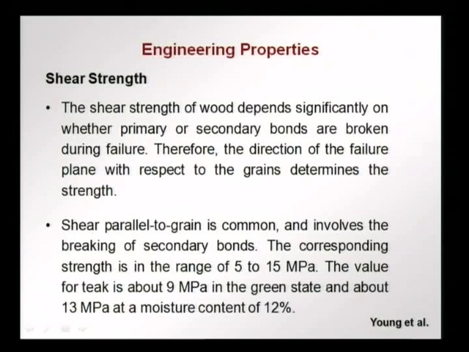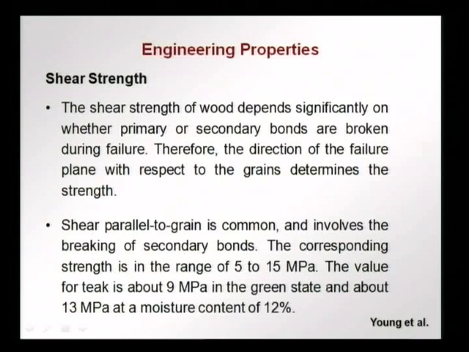In shear, again the strength depends on whether the primary or the secondary bonds are broken, and if the fibers are being broken or just separated. So, we say that the shear strength of wood depends significantly on whether primary or secondary bonds are broken during failure, primary being the covalent bonds and the secondary bonds being the van der Waals or hydrogen bonds. Therefore, the direction of failure with respect to the grains determines the strength.